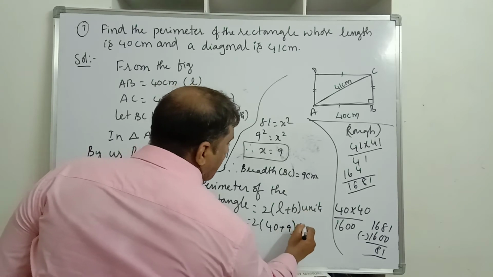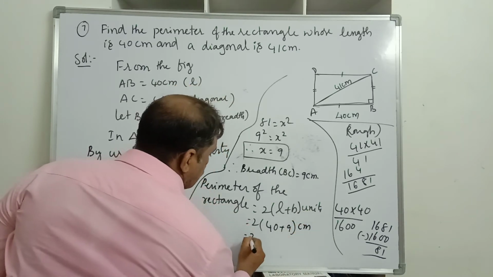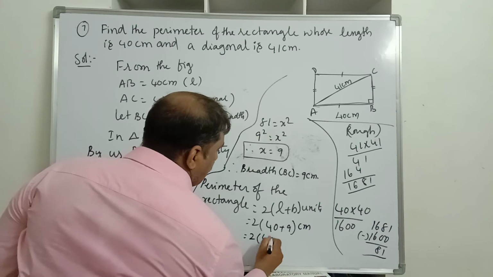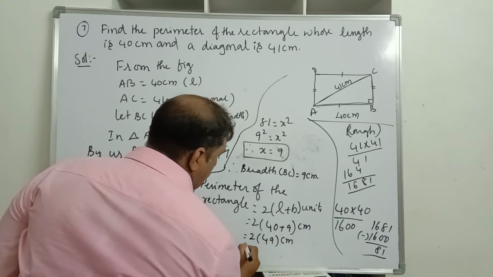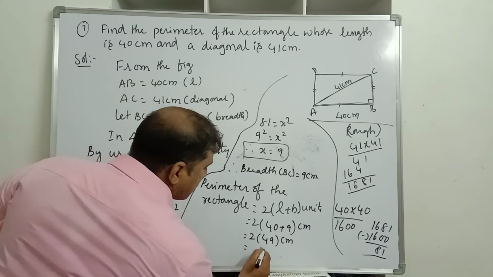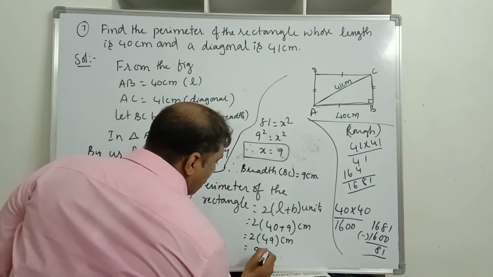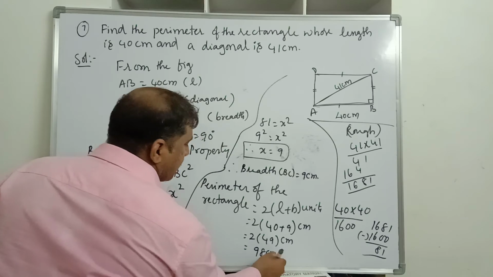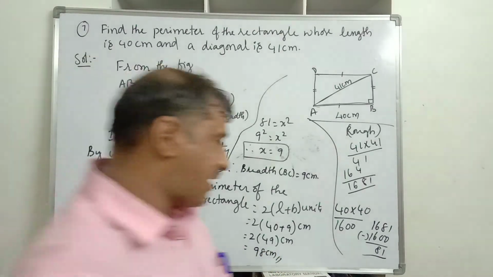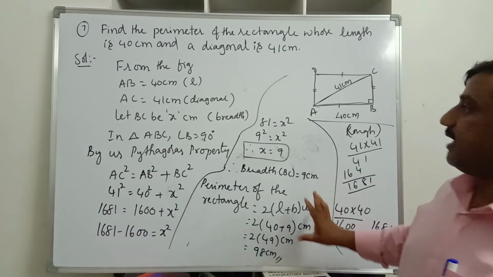What are the units here? It is centimeters. That is 2 into 40 plus 9, 49 centimeters. Now multiply with 2. 2 9s are 18, 1 is there. 2 4s are 8 plus 1, 9, 98 centimeters. Therefore, the perimeter of the rectangle is 98 centimeters.